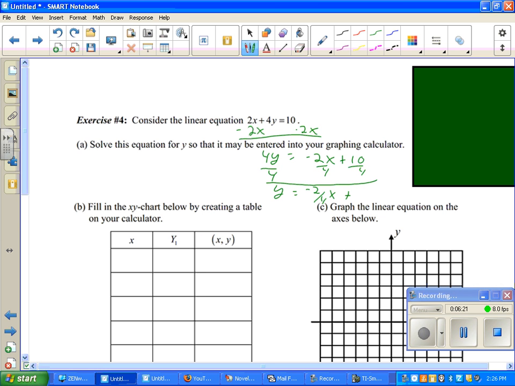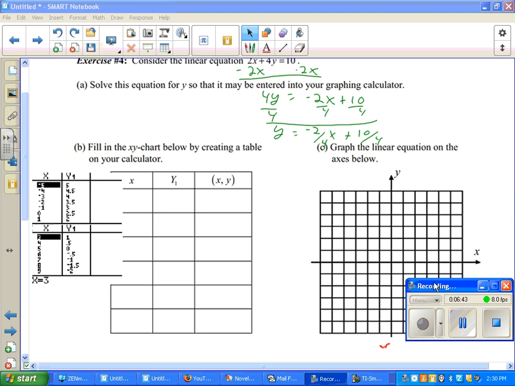Now, 10 over 4 doesn't come out to be a whole number, so we can leave it like that. Negative 2 over 4 does simplify to be 1/2, but there is no need, since we're entering it into our graphing calculator, to simplify it. Remember, when you're entering something into your graphing calculator, to always put fractions in parentheses.